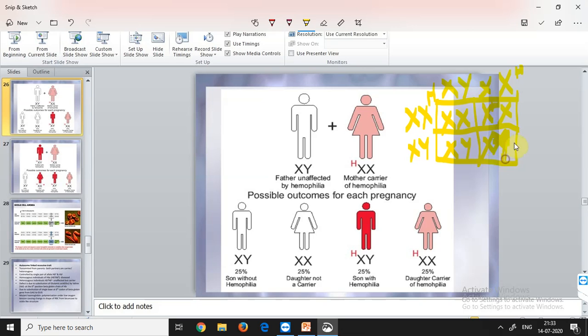But the son is having one H as it is being transferred from the mother, and one H in this is the constitution of the fourth son. Okay, so this is hemophilic son because it is having one X chromosome and this one X chromosome is affected. So this is how we can count on the possible outcomes, if two parents are mating, what can be the possible outcomes of the children.